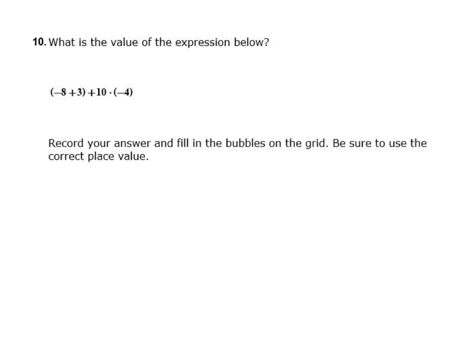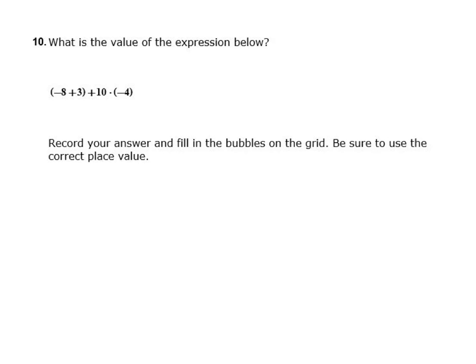Okay, so number 10 reads, what is the value of the expression below? So you have -8 plus 3 plus 10 times -4. So what we're going to do, we're going to go ahead and solve the parentheses. Now you might be confused by the parentheses around -4. But remember, we usually do that because we want to keep the negative and the 4 together. So that's why they put them in parentheses.